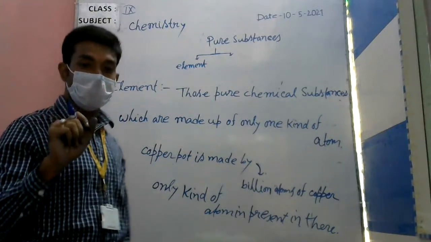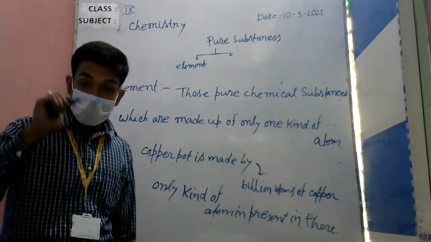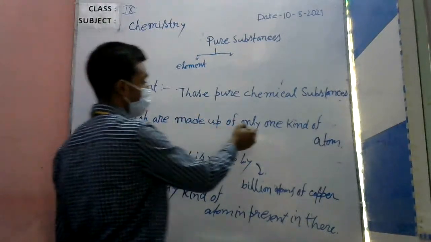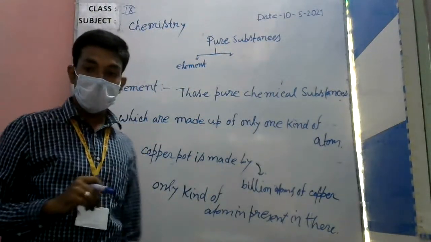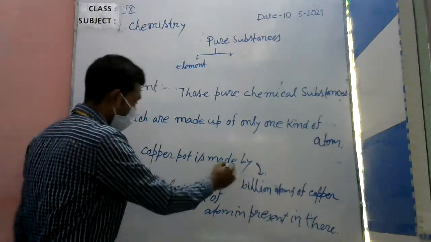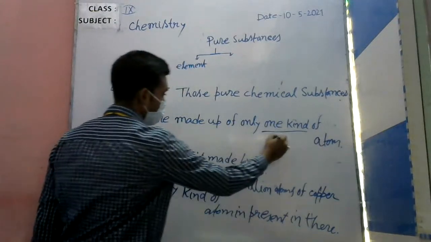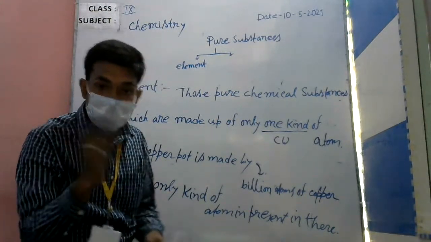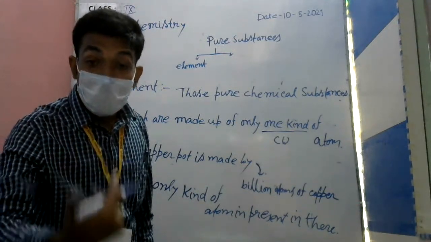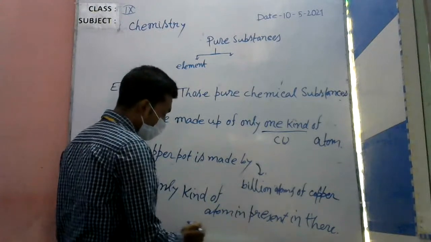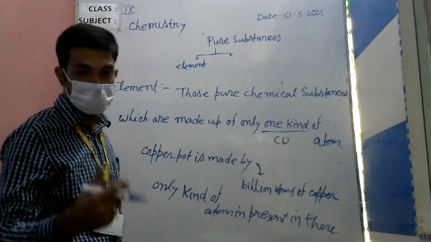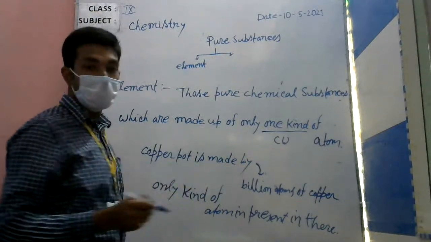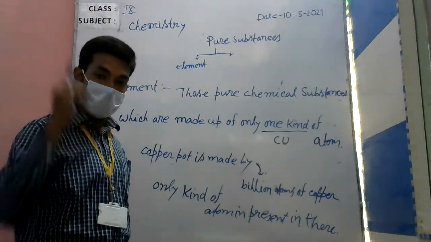So an atom is a tiny particle of matter, okay, and a number of atoms of only one kind make an element. Example: copper. So only one type is copper. Copper is an atom. So what is the difference between copper and element? Billions of copper atoms connected to each other, then we call it a copper pot, copper plate or copper wire. This is the definition of an element.